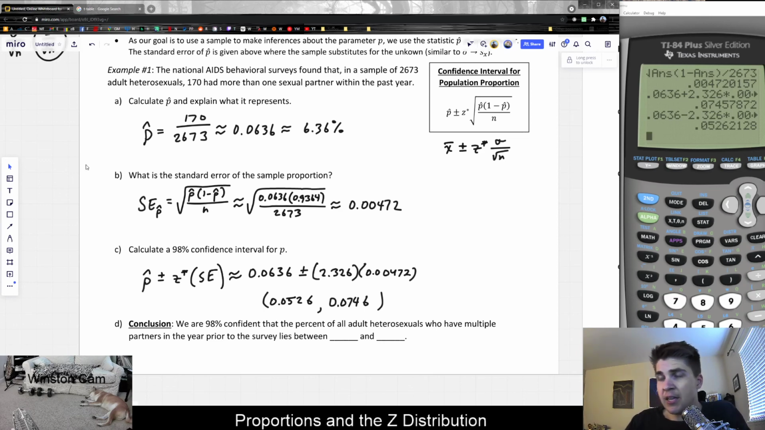But in this case, we're pretty darn certain that somewhere between 5.3%, and I'll just answer it as a percent because that's how data is usually displayed, but we're almost certain that the actual percentage of our population is somewhere between 5.5% and 7.5% who have multiple partners.